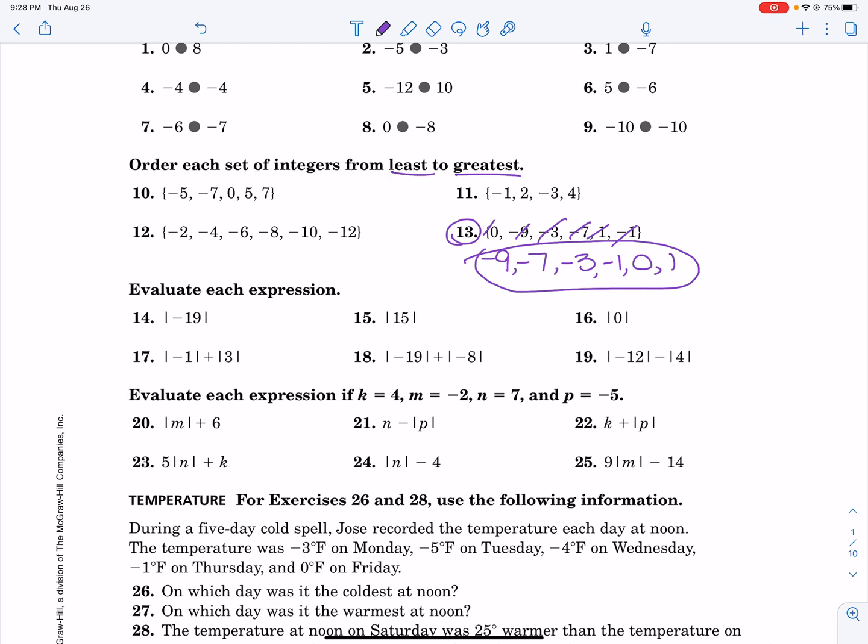Then I'm going to do some absolute value. Absolute value turns everything positive. So a positive 3 becomes a positive 3, but a -1 becomes a positive 1. So this is 1 plus 3, which is 4. Okay. 18, -19 becomes a positive 19. And then a -8 becomes a positive 8, which gives me a positive 27.